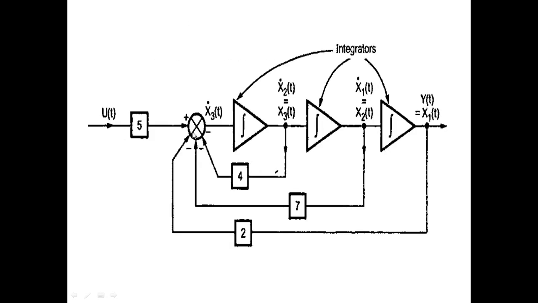Then the output of this integrator is given as input to the next stage integrator, that is x1 dash of t. The output of this integrator is x1 of t, which is given to the adder, multiplied by a scalar -2. Then the final output y of t is nothing but x1 of t. So this is the state diagram representation of the given differential equation.